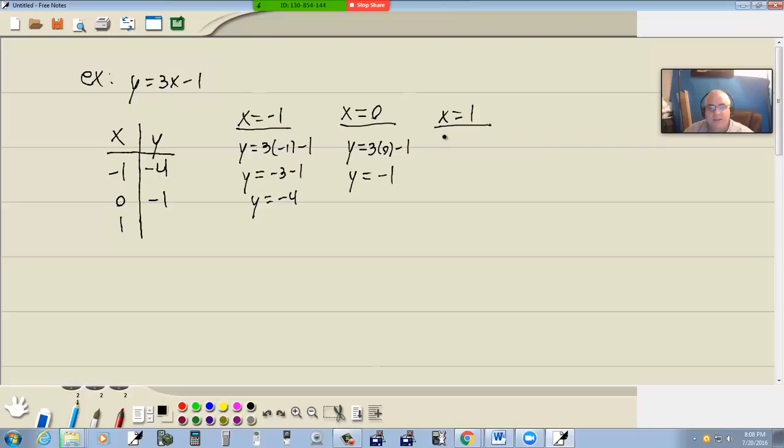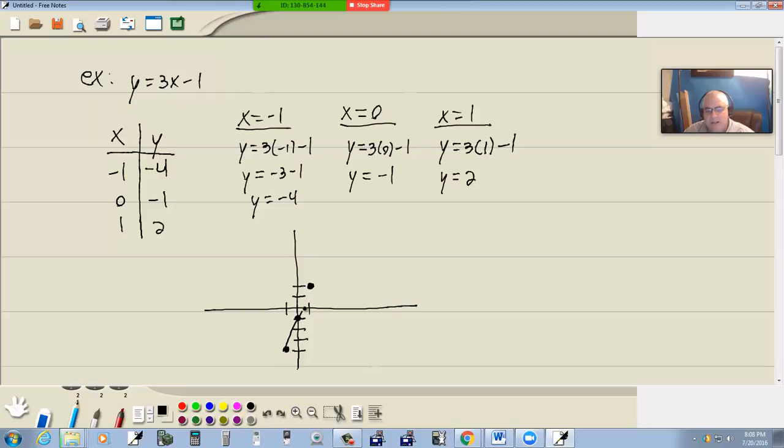And our last one, x equals 1. We're going to have y is equal to 3 times 1 minus 1. 3 times 1 is 3, minus 1 is 2, so that'd be 2. Now if I were to graph this, we'd have to plot our points. So I got negative 1, negative 4. We got 0, negative 1. And we got 1, 2.